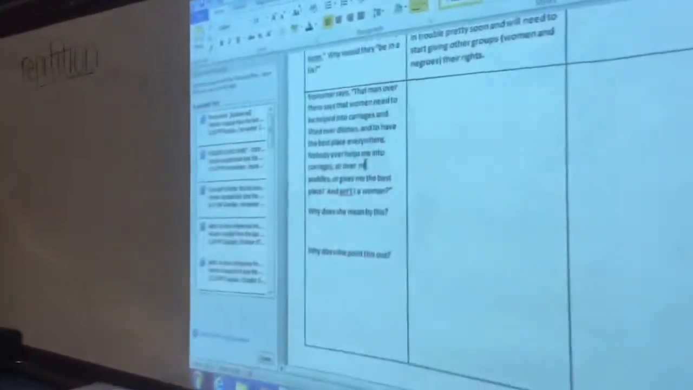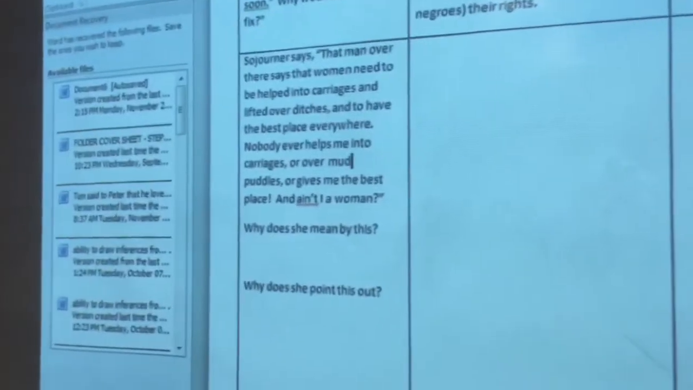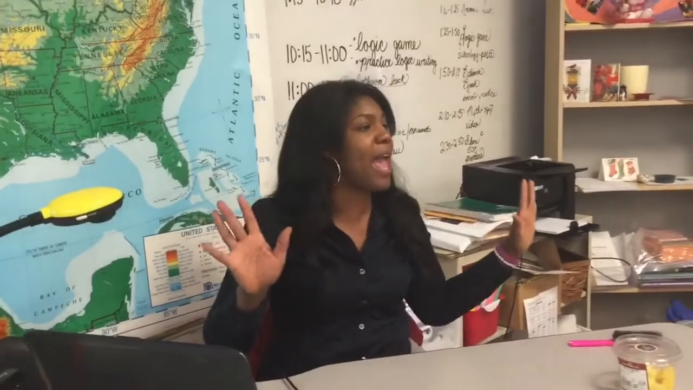Move to number 2. This is mud puddles. Sojourner says, that man over there says that women need to be helped into carriages and lifted over ditches and have the best place everywhere. Well, nobody helps me into carriages or over any ditches or gives me the best place. And ain't I a woman?